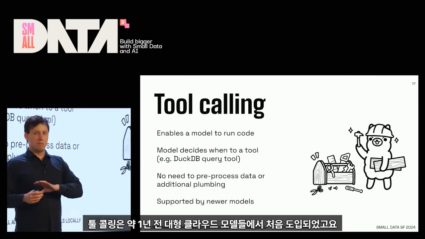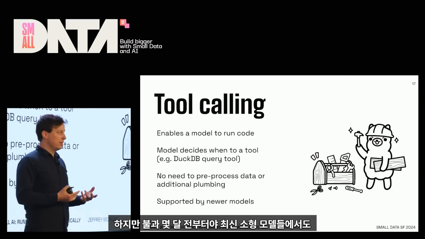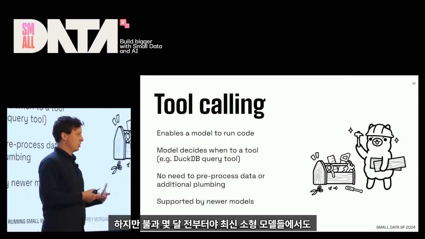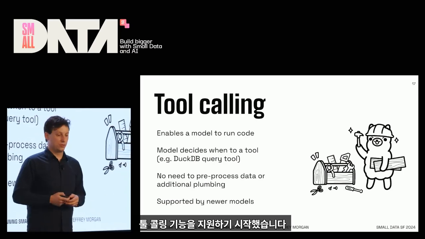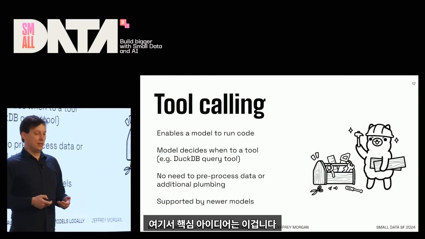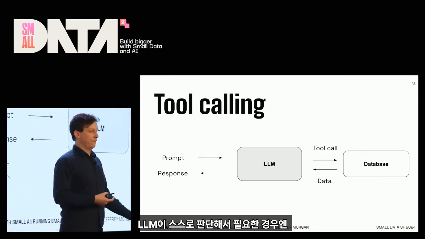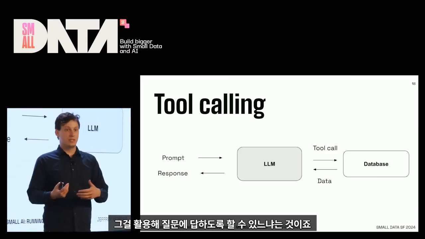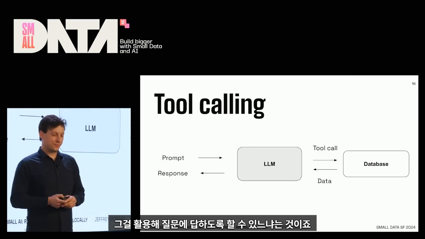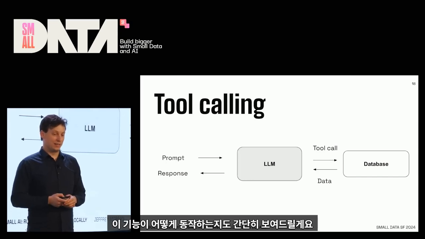It was launched in the big cloud models about a year ago, but only in the last few months have we seen the frontier small models support tool calling. The idea here is, instead of having that plumbing, can the LLM just decide if it needs to go fetch some data from a database and then use that to answer a question? I'll give a quick demo of what that looks like as well.